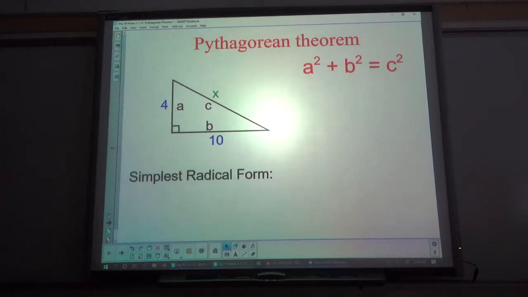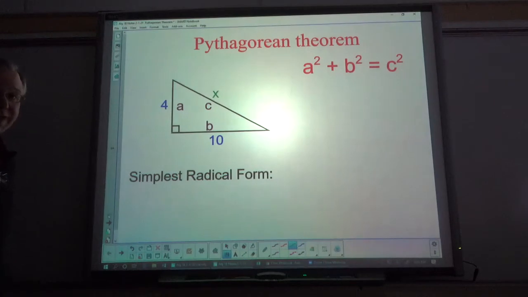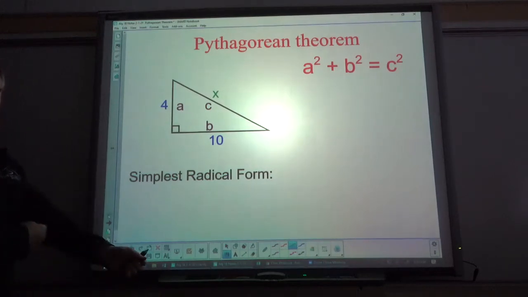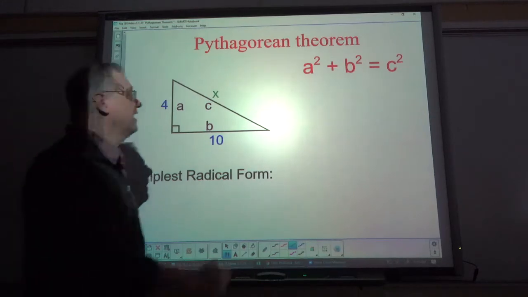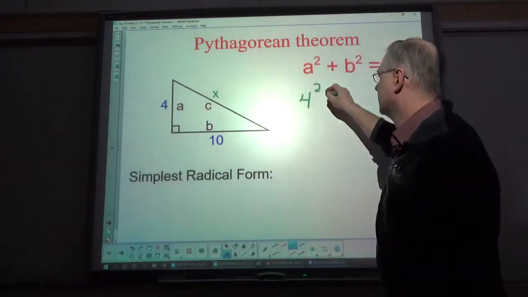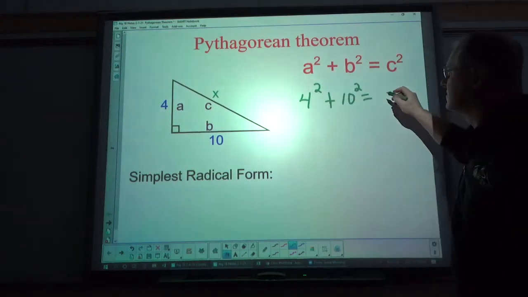And it doesn't really matter which one is A and which one is B. I've labeled them here in this case, but it doesn't truly matter as long as they're both the legs of the 90-degree angle. So in this case, a squared, 4 squared, plus b squared, 10 squared, equals c squared.